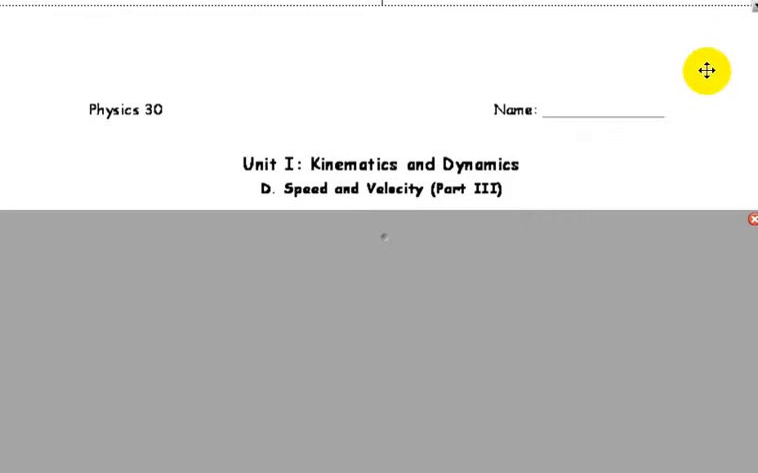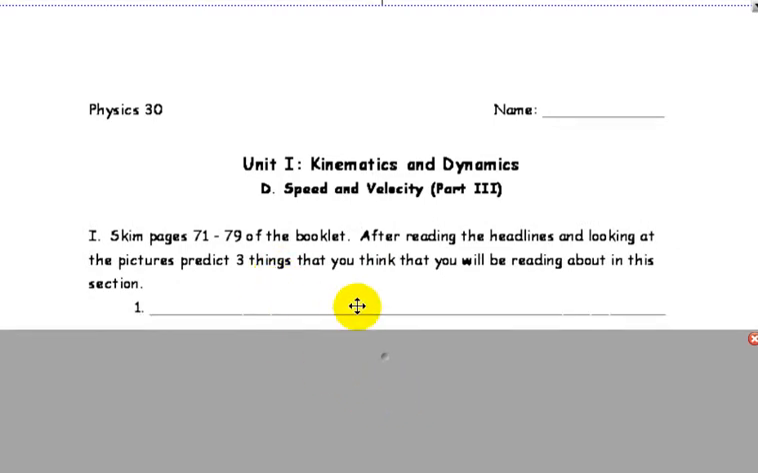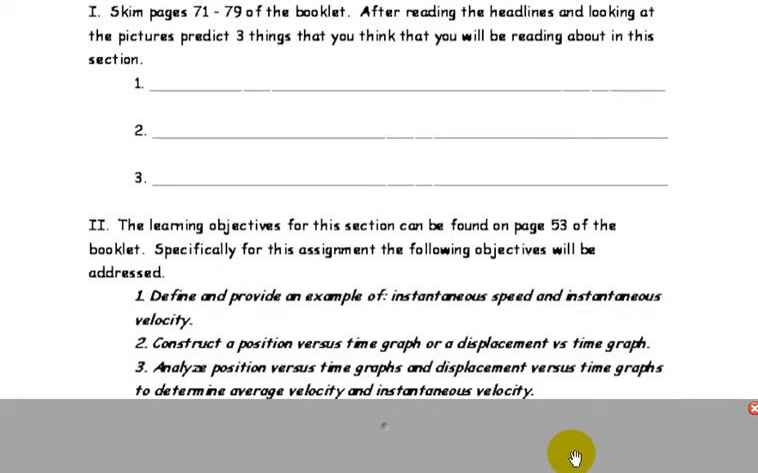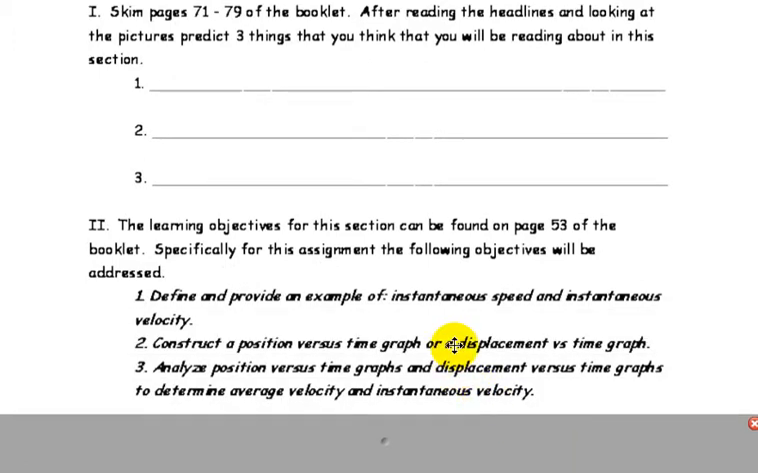Welcome back, Physics 30. This is part 3 of the speed and velocity section. It corresponds to pages 71 to 79 of your duotang. And here we're going to look at instantaneous speed and instantaneous velocity.